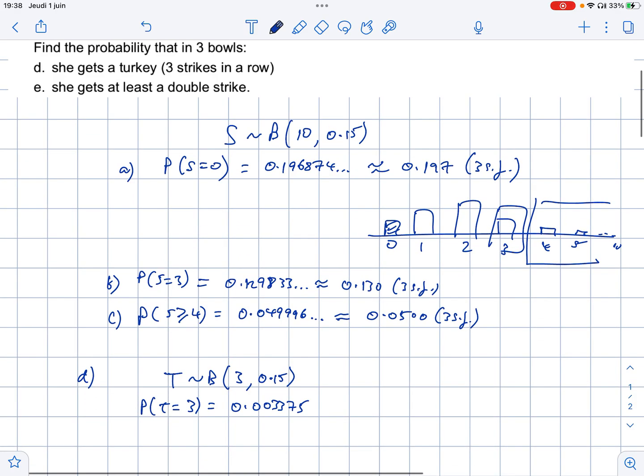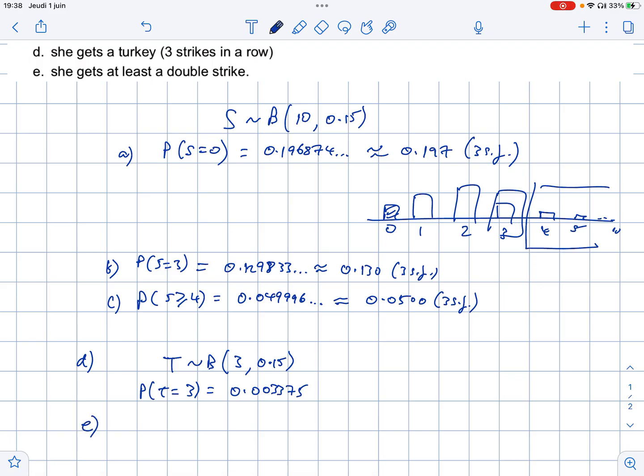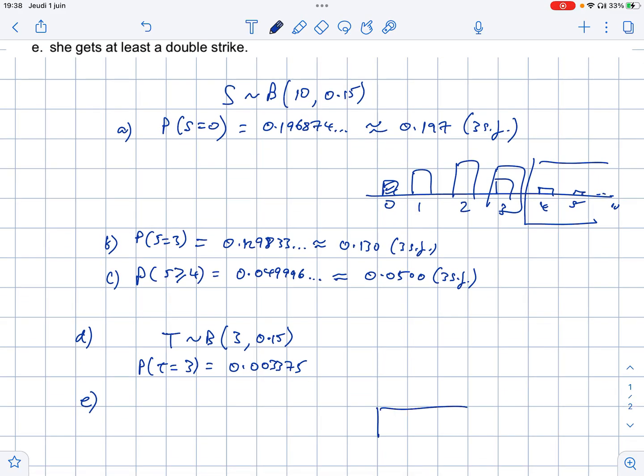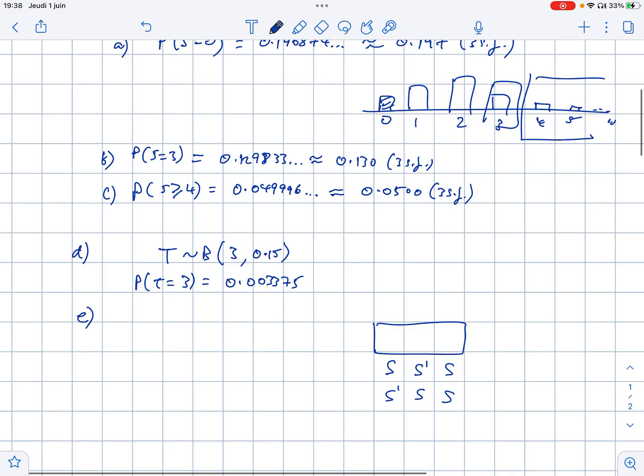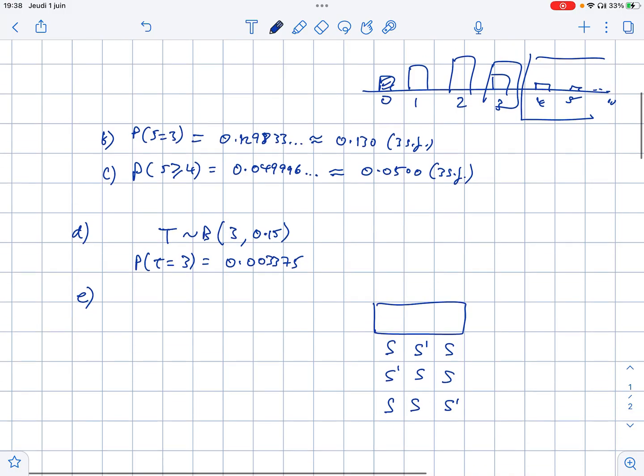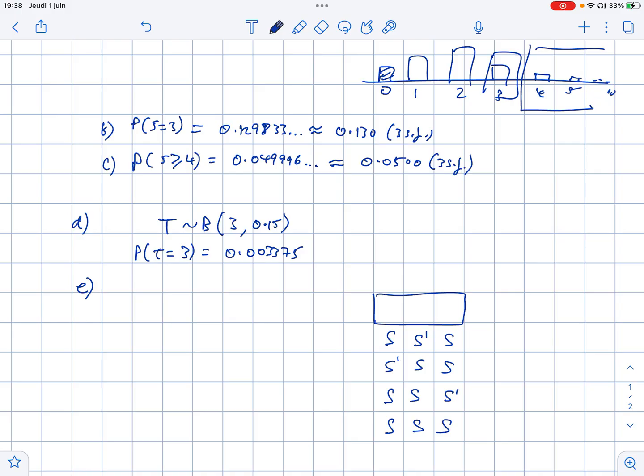And then she gets at least a double strike. Getting a double strike is a bit more difficult because she's doing 3 different bowling events. If we look at the sample space, strike, not strike, strike doesn't work. Not strike, strike, strike works. Strike, strike, not strike works. And strike, strike, strike works. So we've got 3 different options. This one is not allowed. And if she only gets 1 strike, nothing can work. So there are only ways of getting 2 strikes successively so she gets a double strike.